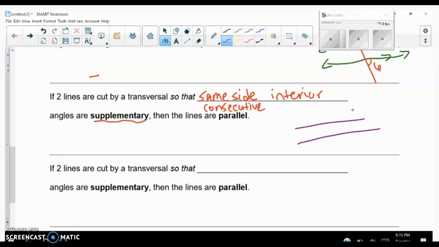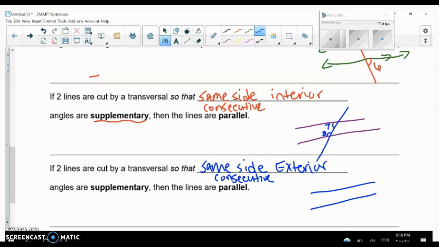Okay. And just to show you an example, to remind ourselves what same side interior angles look like, they would look like these. We'll call this 7 and 8. Perfect. Now the other way that you can think about this is same side exterior angles. If those are supplementary, then the lines are parallel as well.